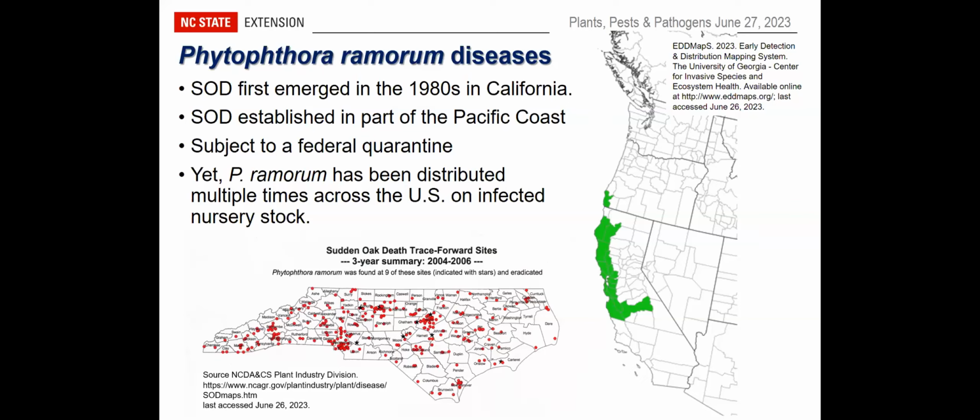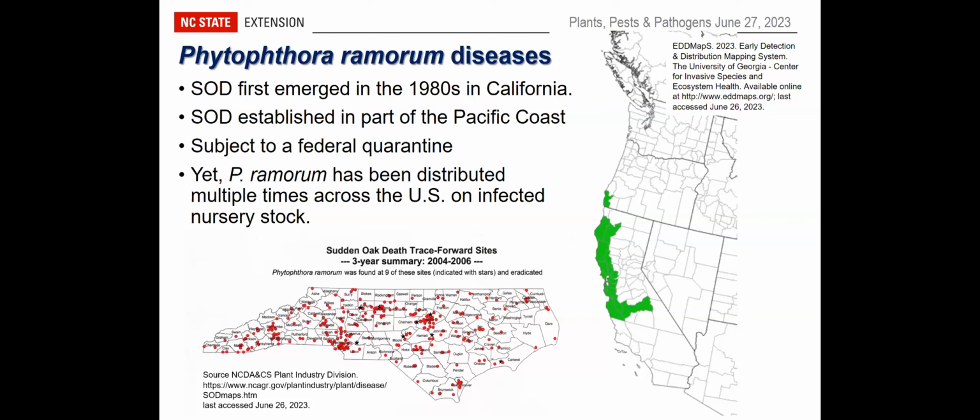I don't have a current update on the status of that situation, but I can say that we do not have sudden oak death as a disease in North Carolina. Whether the pathogen may be lurking there in that particular spot, I can't really say at this point.